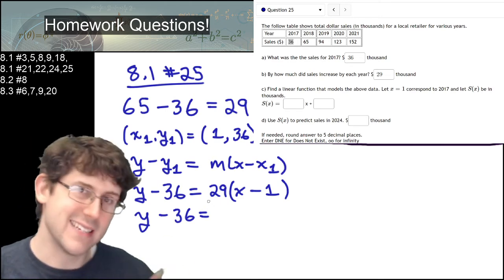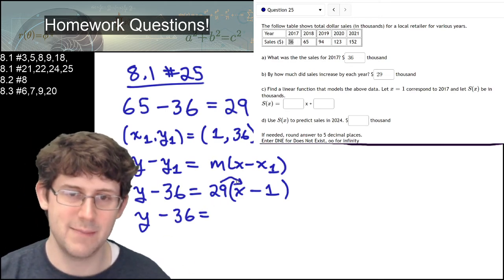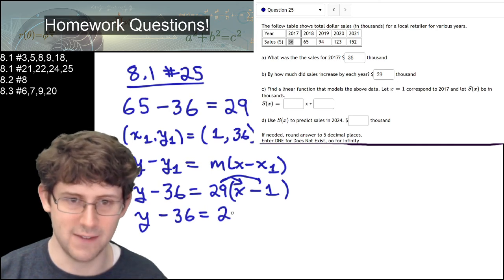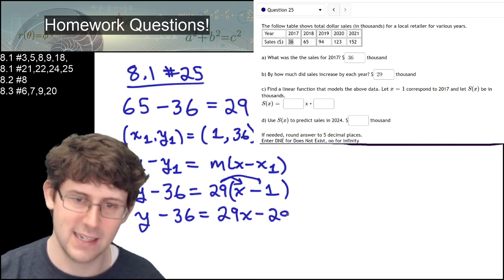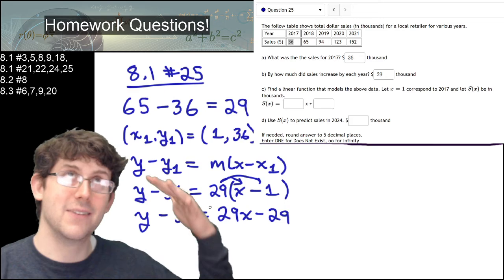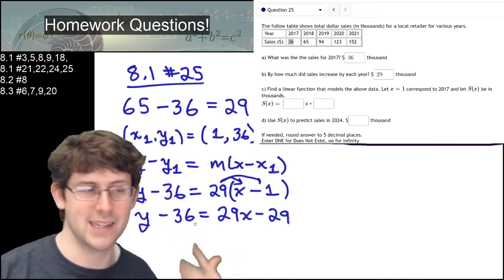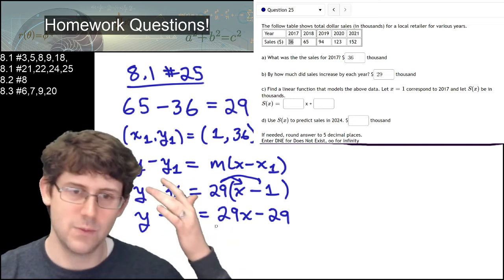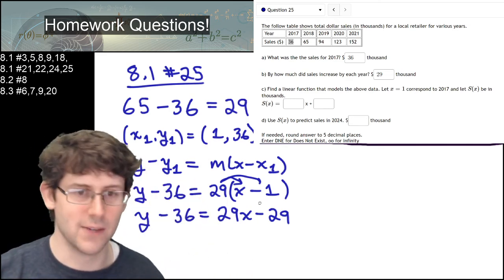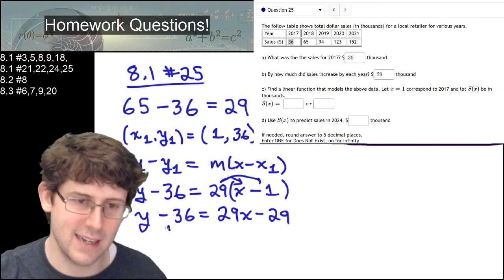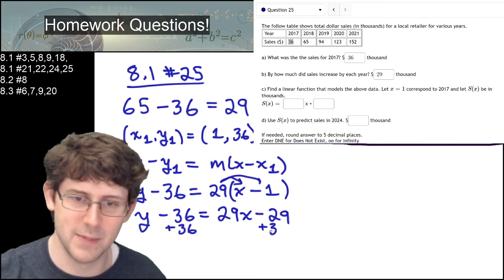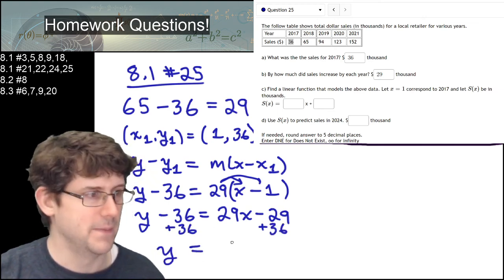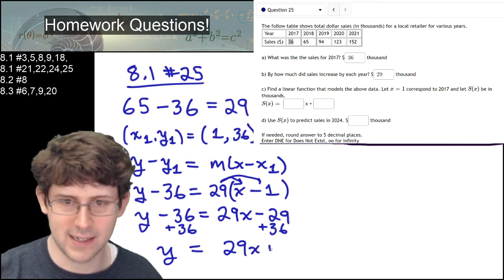Because there's more parts after this, notice that I'm actually bothering to distribute this stuff. If all we wanted was the final step of the problem, an equation of a line, then I would just add 36 and be done with it. But because there's more parts, I'm going to work on it a little bit, make it a little bit better. So in the end, I have y is 29x plus 7.